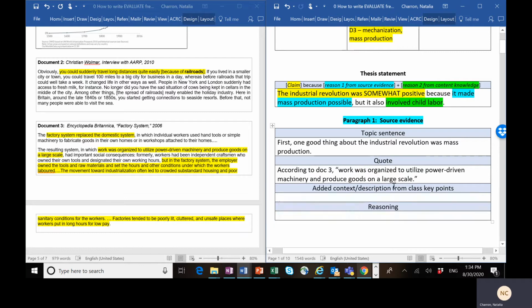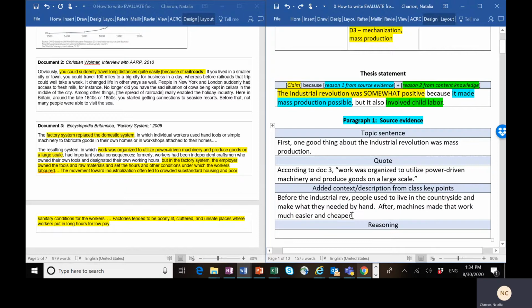What we don't want to see is you putting information that was in the quote just in different words. That doesn't help anybody and that doesn't get you points. All right, so let's just leave that as my context. Before the Industrial Revolution, people made things by hand. After, machines made that work much easier and cheaper.